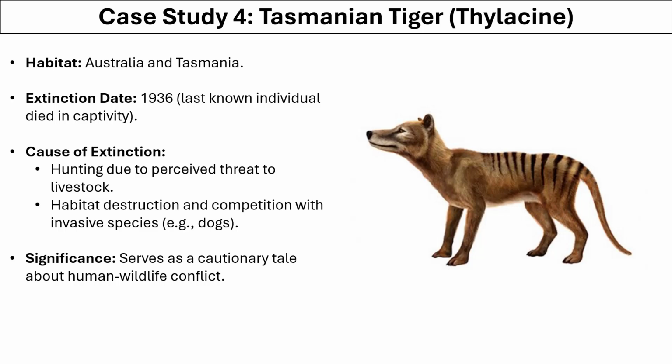The Tasmanian tiger, which was a native of Australia and Tasmania, went extinct in 1936. Major causes for its extinction include hunting due to perceived threat to livestock, habitat destruction, and competition with invasive species of dogs. The extinction of the Tasmanian tiger serves as a cautionary tale about human and wildlife conflict.